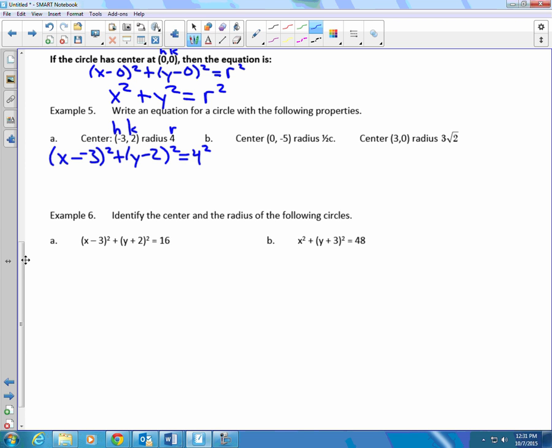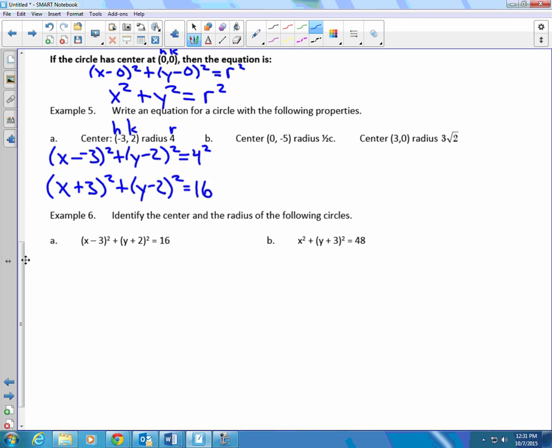Now you don't have to write out that step. You can see that because you're subtracting a negative, you'll rewrite this as (x plus 3) quantity squared plus (y minus 2) quantity squared is equal to 16. And yes, you should always square the number on the end.